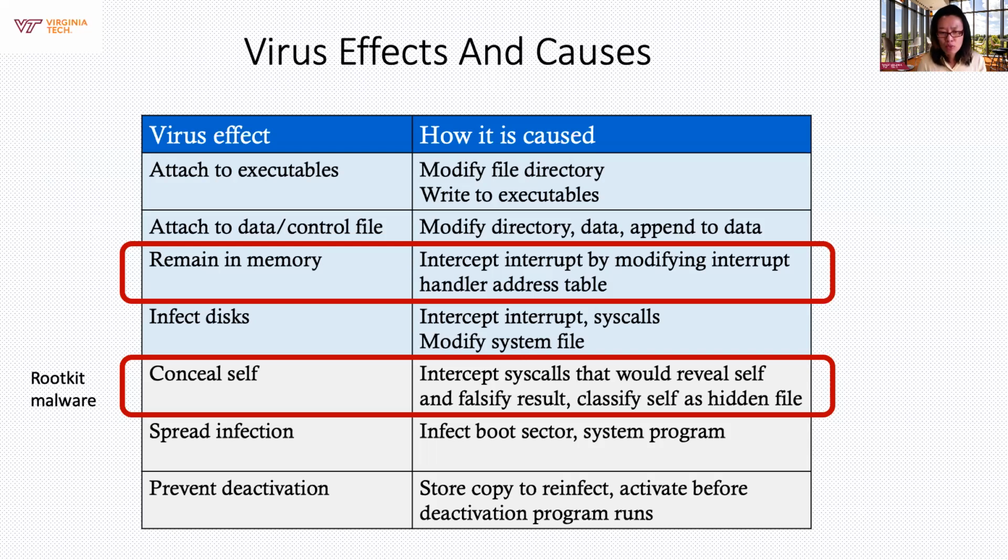Virus, this is a very simple slide. Now to highlight just two rows. A rootkit would usually conceal itself, right? So it intercepts system calls and deletes itself. There's a certain type of malware that will be able to do it. And then malware would also try to remain in memory, so it's not deleted, and it can modify the address table to make sure it stays in memory.